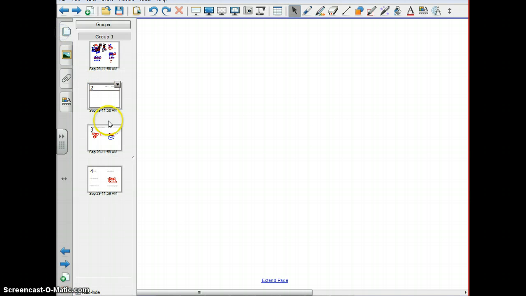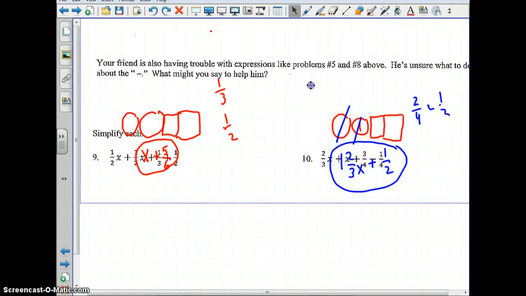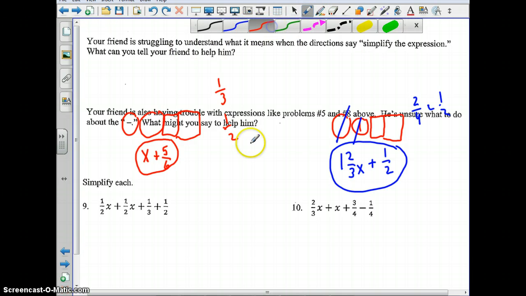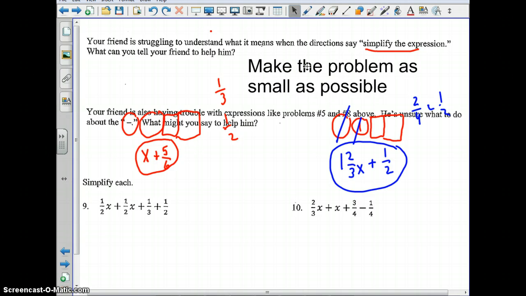Going back to this question up here. All right, we're almost done. Your friend is struggling to understand what it means when the directions say simplify. What that means is, if you look at this, do we have just a single number answer like you're used to from elementary school? No. Basically when it says simplify, it means make the problem as small as possible. Do everything you can, and when you can't do anything else, you stop.